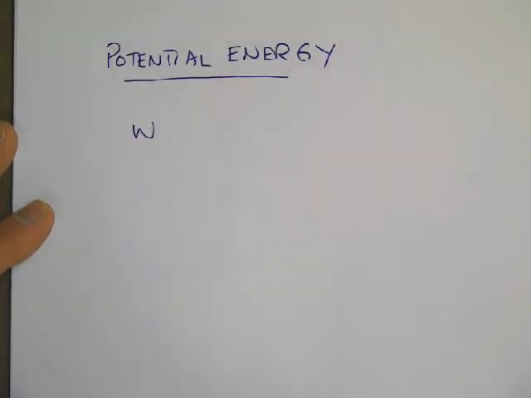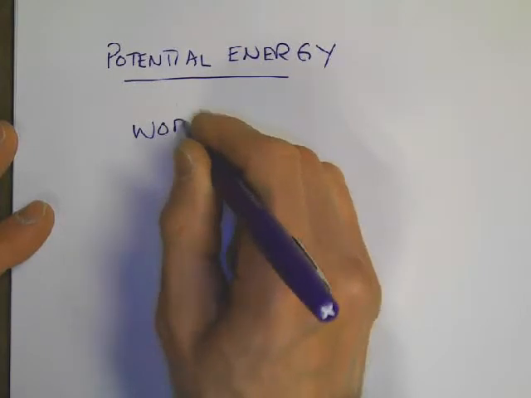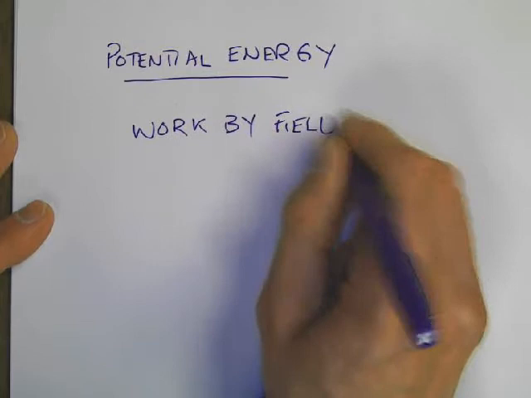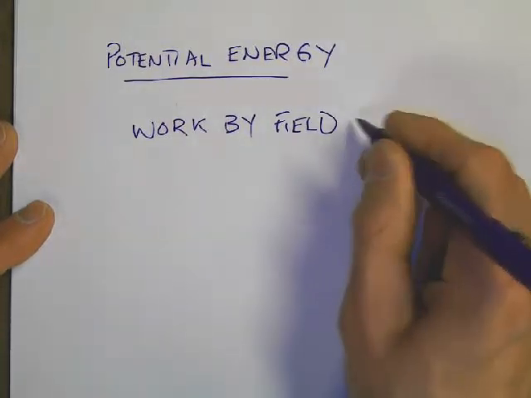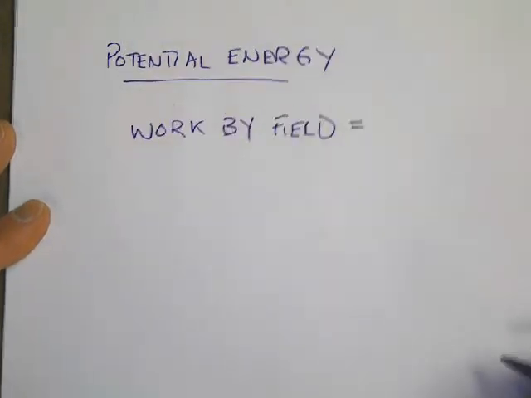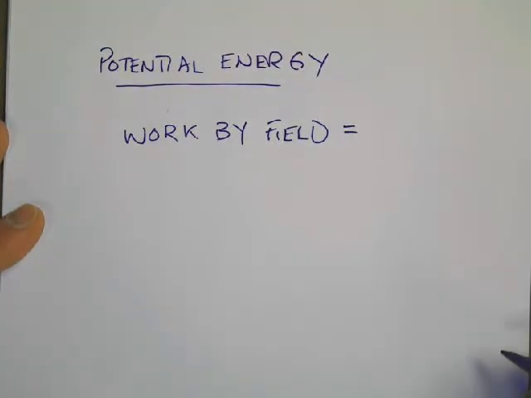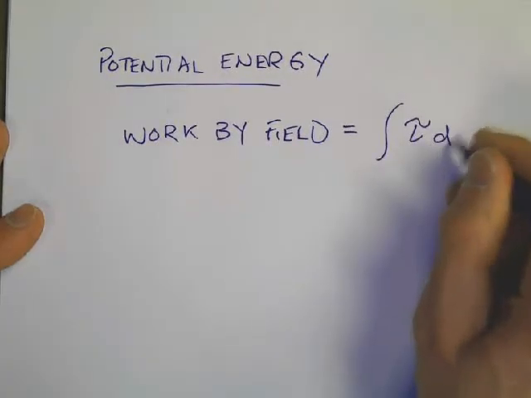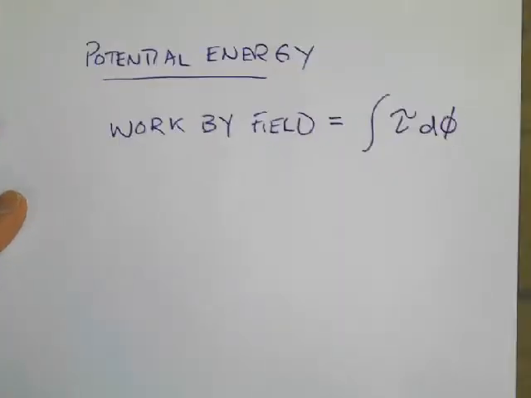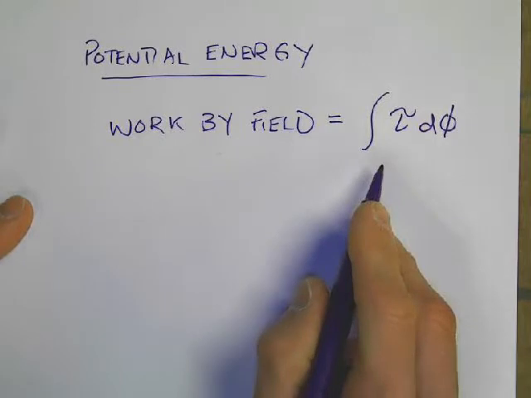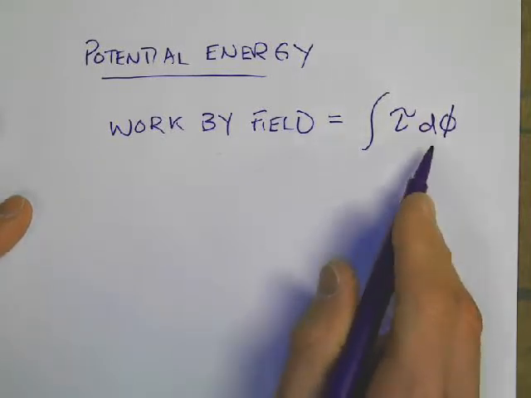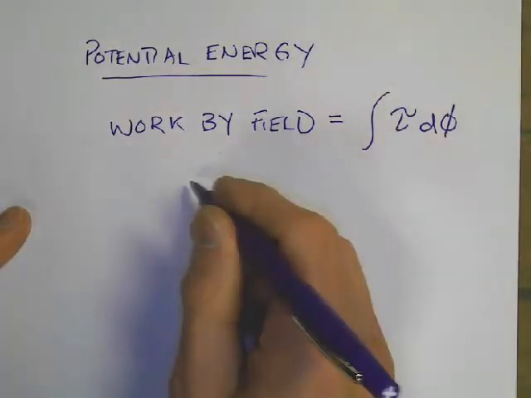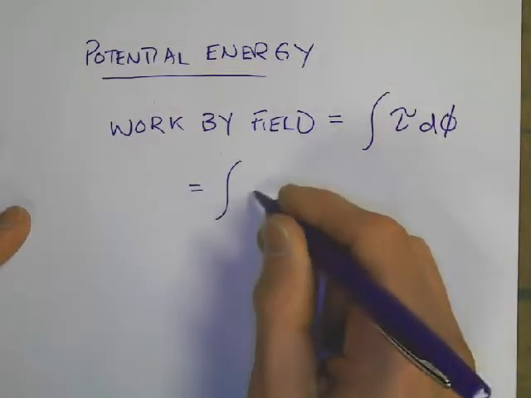Okay, so let's try to be more specific about this. Talk about the work by the field. We're talking about rotation here, so work isn't going to be force times distance, but it's going to be torque times angular displacement. So the work that's done by the magnetic field on rotating this loop is going to be torque times the angular displacement. Let's substitute into that.